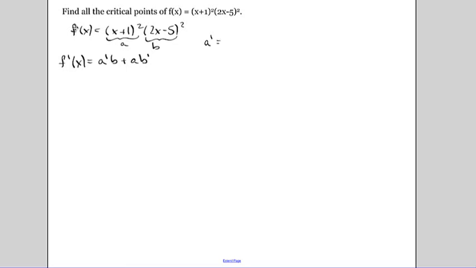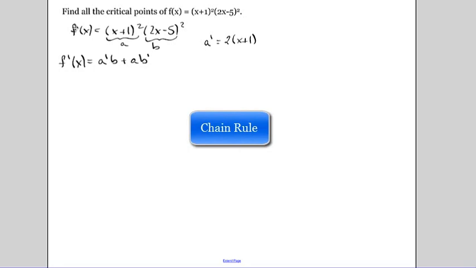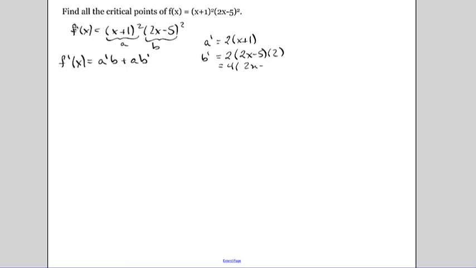If a equals (x plus 1) all squared, then using the chain rule, we get a prime, which equals 2 times (x plus 1). Again, differentiating b requires the chain rule, and that gives us 2 times (2x minus 5) times the derivative of the inside of the brackets, which is, again, 2. So we'll simplify this. Now that we have a prime, b, and b prime, we'll plug this into the formula we created.